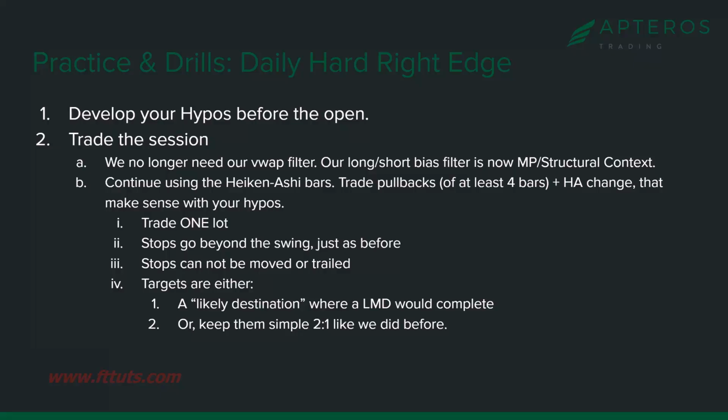Then trade the session. We're going to get the trade here, okay? We don't need our VWAP filter anymore. The slope of VWAP, we don't need it. Use our long short bias for our hypos, based on our market profile and structural narrative stuff, to decide whether we're looking for longs or we're looking for shorts. Or maybe we're in an area where we're looking for nothing, right? Continue to use the Heikin-Ashi bars. Look for those 4-bar minimum pullbacks, and then that turn, that change in the Heikin-Ashi that makes sense with your hypos, and then put on a trade.